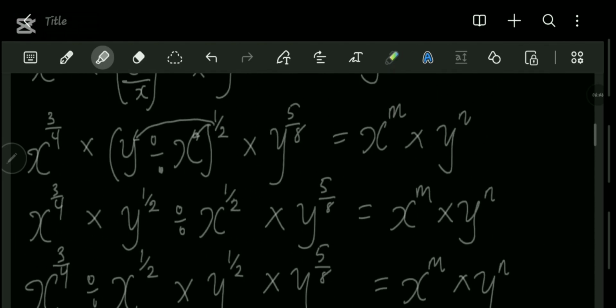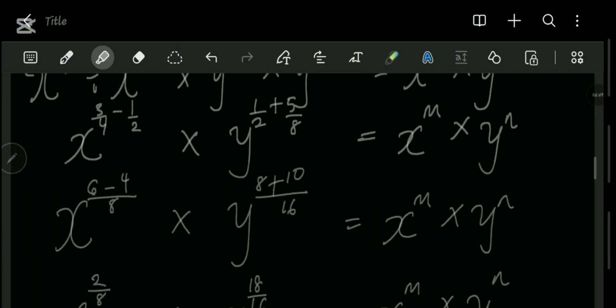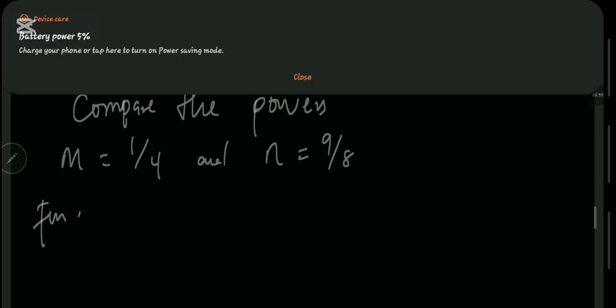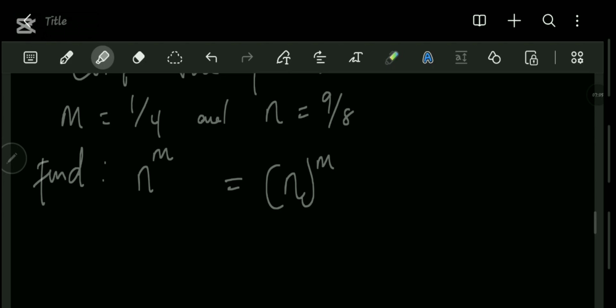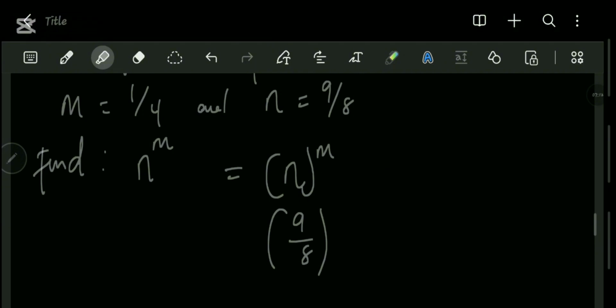But what they asked us to find is n raised to power m. We can write this as n raised to power m, right? And we have n already. N is 9 over 8, right? And then raised to m. Our m here is 1 all over 4.